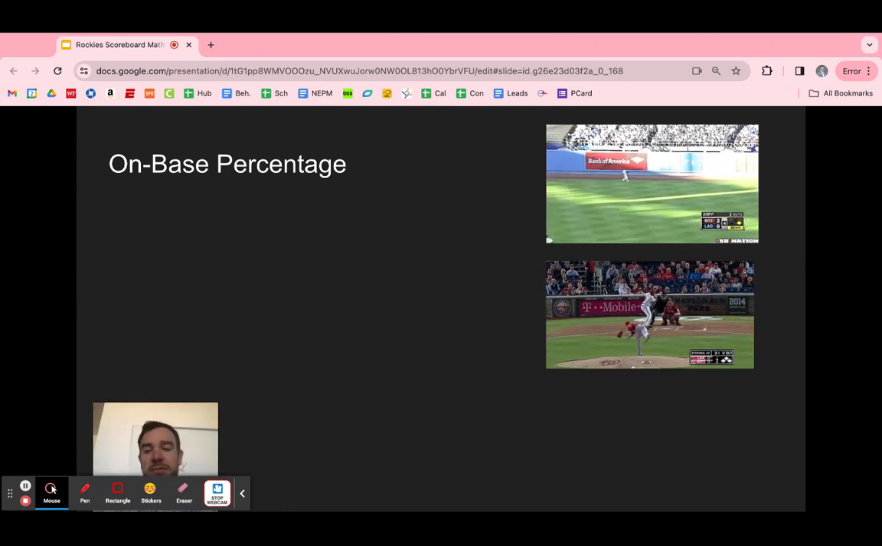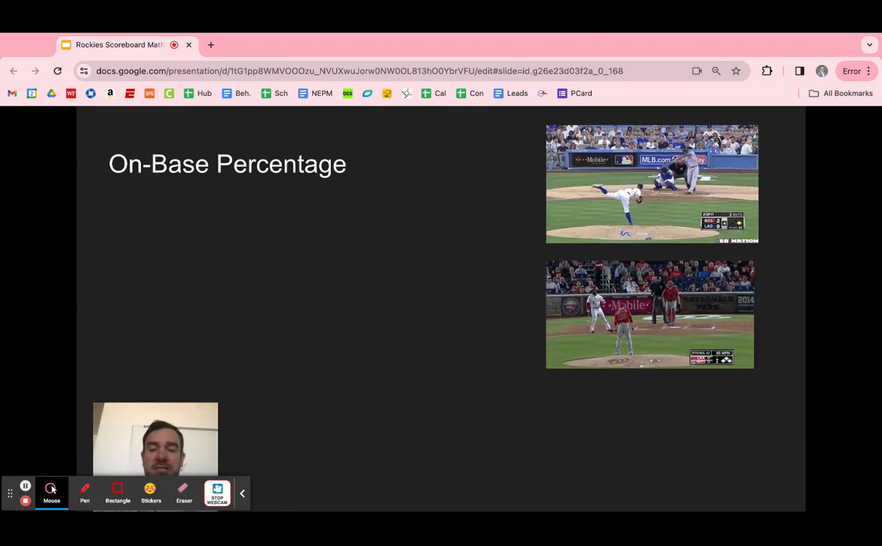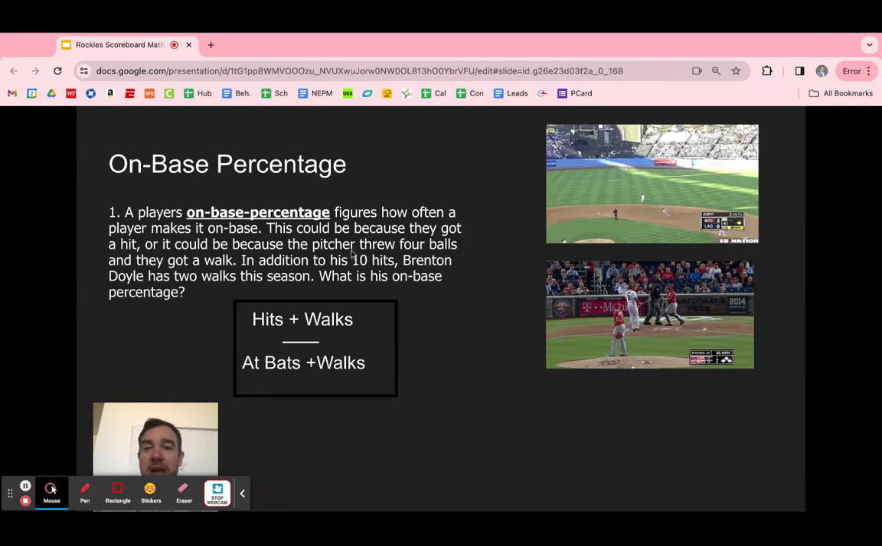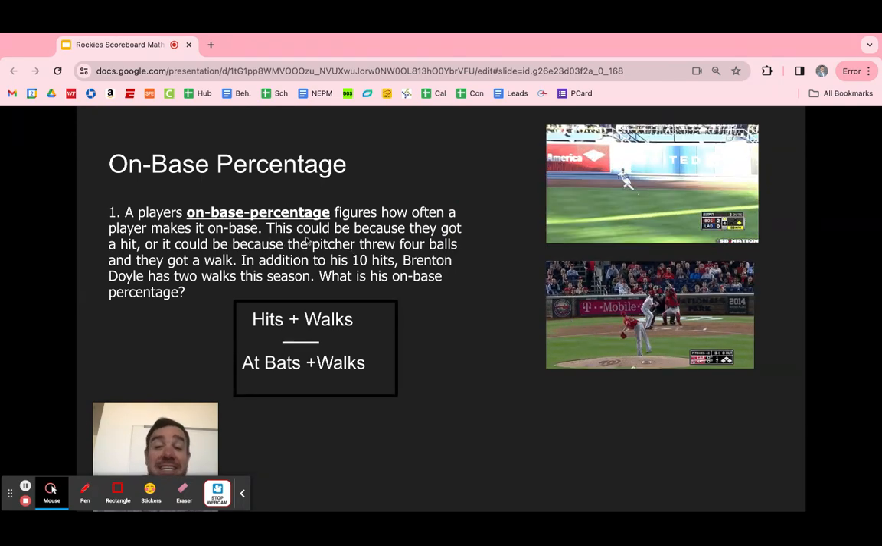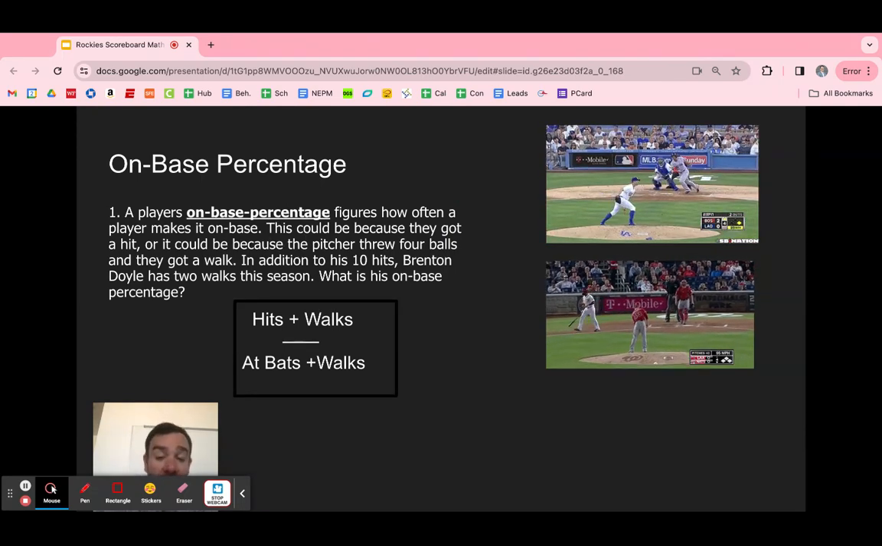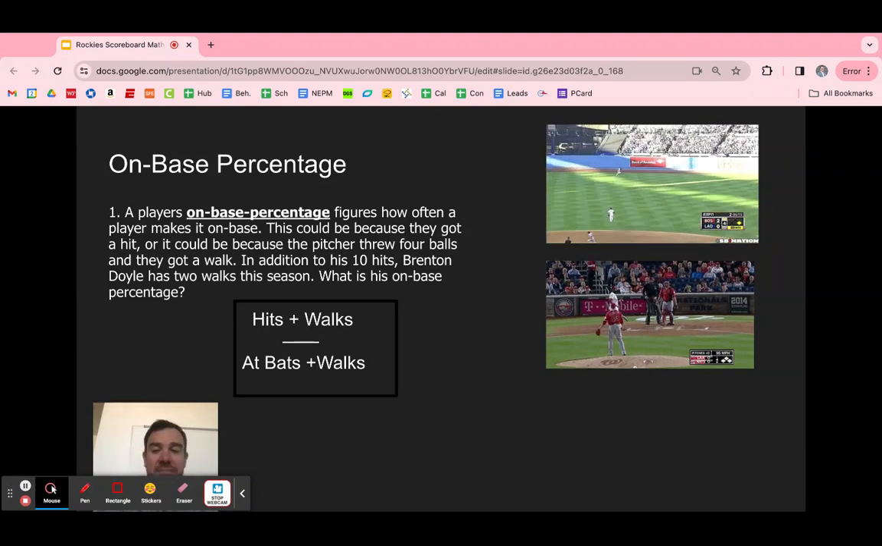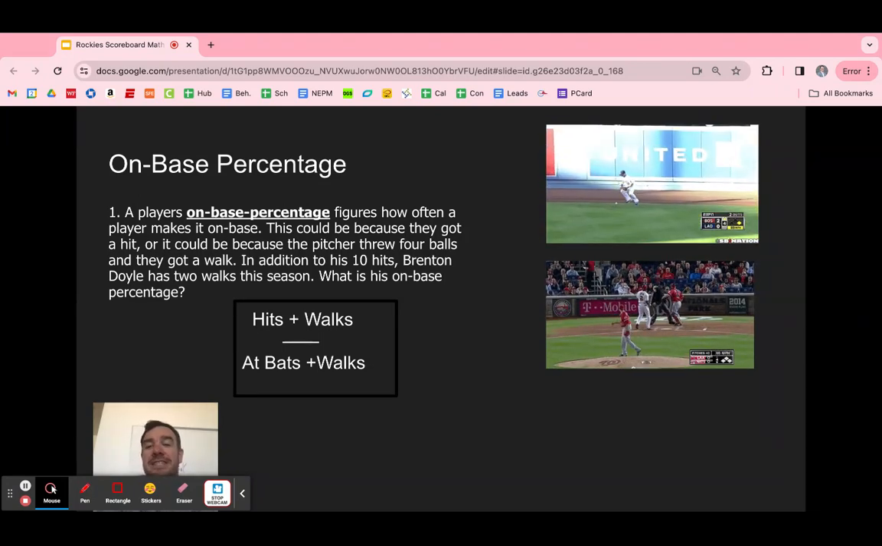It's also true that someone could get on base if they get hit by a pitch, but we don't worry about that just yet. So a player's on-base percentage takes their number of hits plus the number of walks, and it divides them by the number of at-bats and walks that they have had.